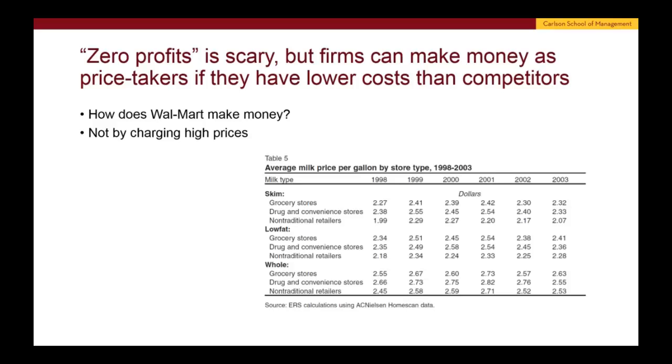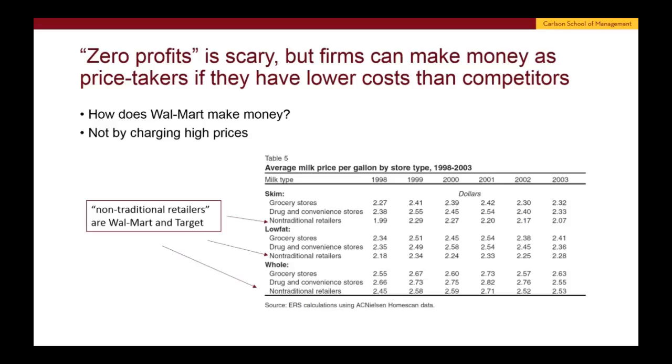Here's some data on the price of a particular product, milk, at various different kinds of stores. Grocery stores, you know what those are, drug and convenience stores, and then the so-called non-traditional retailers in these data, which, by the way, are from the Department of Agriculture, are Walmart and Target, so these big kind of stores.